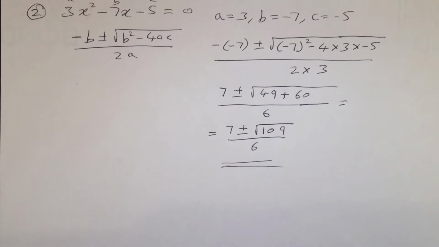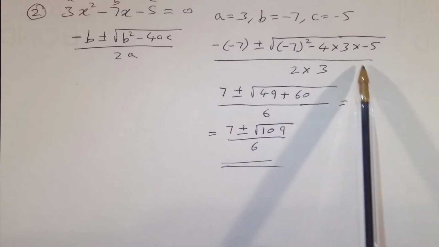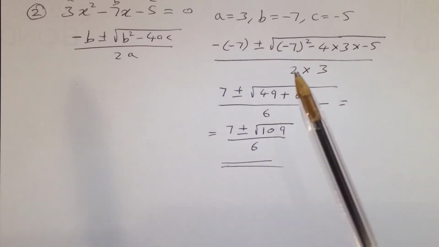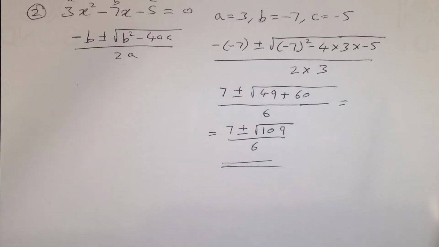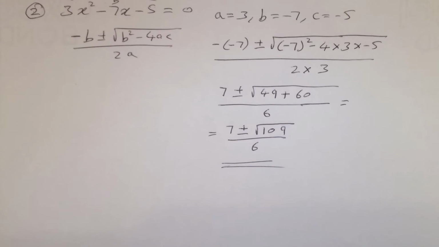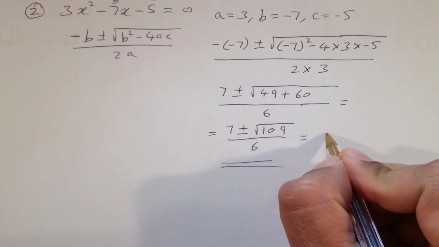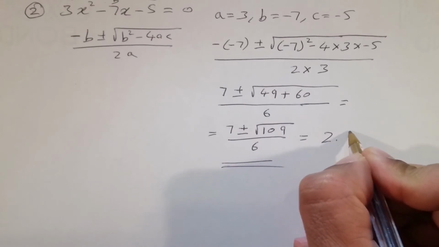If it's a non-calculator question, you leave the answer in this surd form. That's your final answer. If it's a calculator question, you put either this or this straight away. It's a good idea to put this on the calculator, because if you take risks, things can go wrong sometimes. This or this or this, any step you put on the calculator.